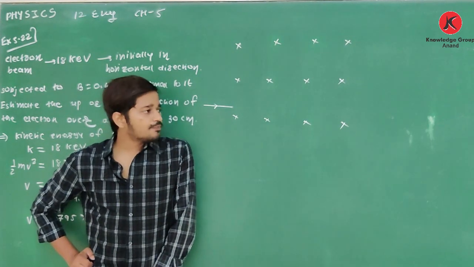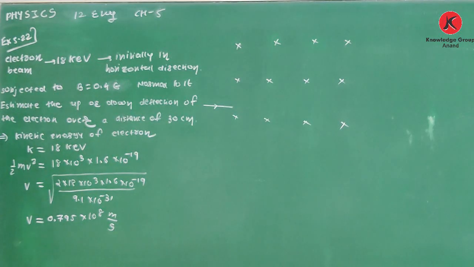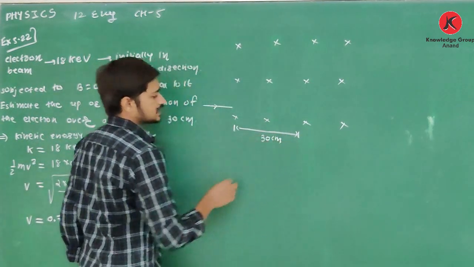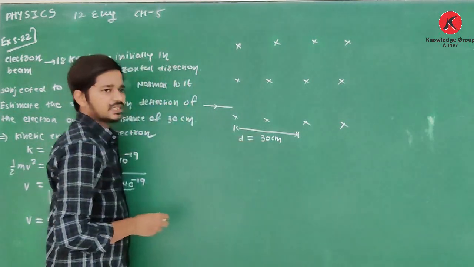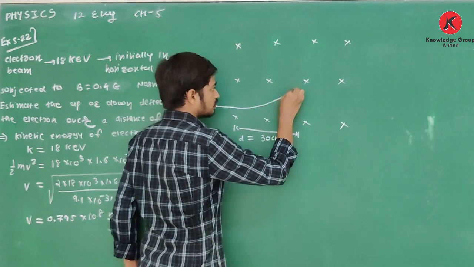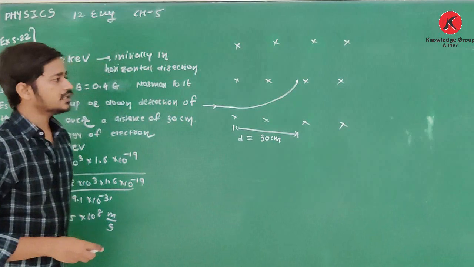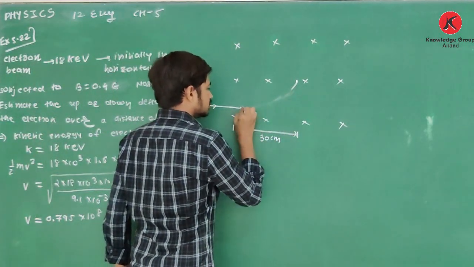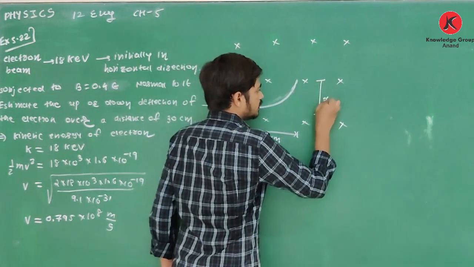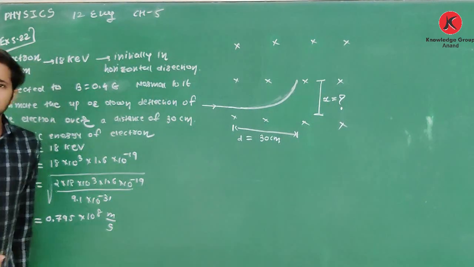Clear about this? Now, what is the question? Estimate the up or down deflection of the electron over a distance of 30 centimeter. Over a distance of 30 centimeter means from here to here. Over this distance, by how much amount is it deflected? You have to find this deflection, x. You understand what the question is?